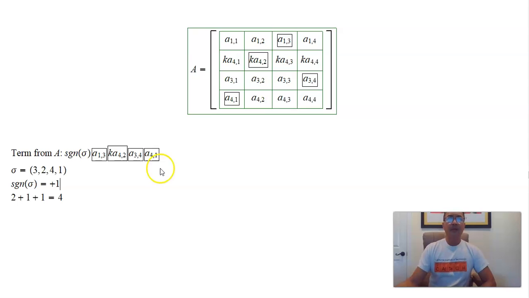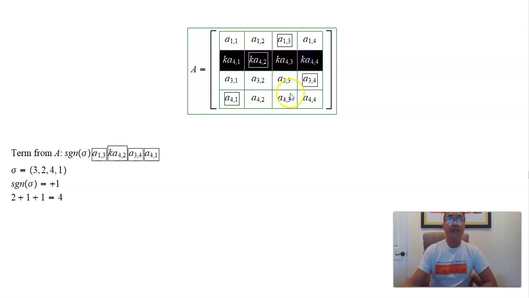Okay, so here's the hint. I need another term where I still have A13, but I can move the K somewhere else. And again, where did this come from?